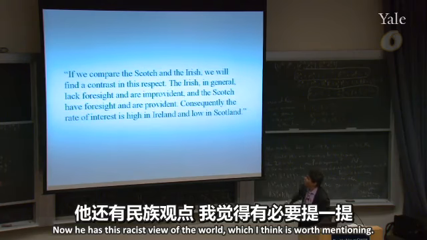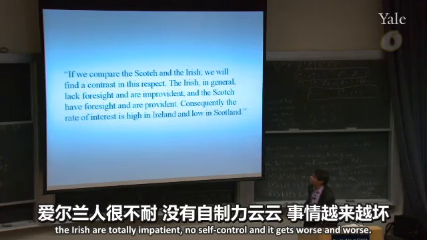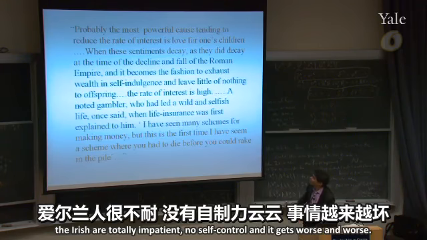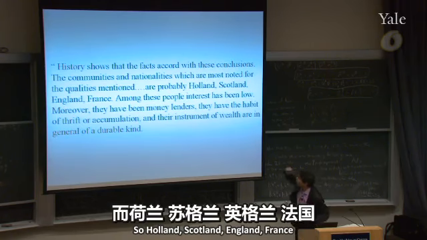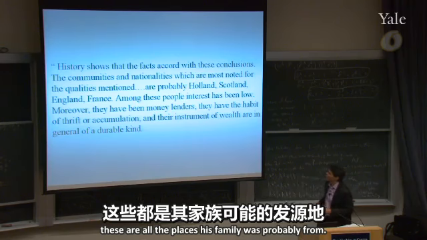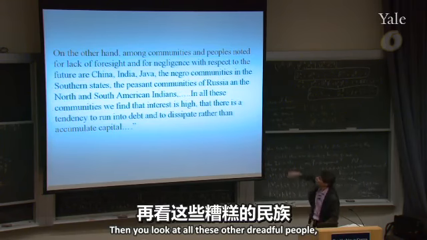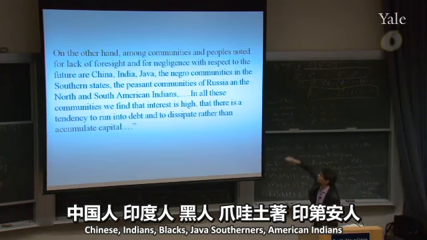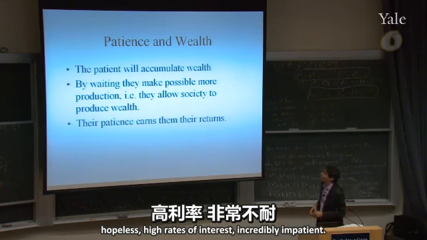And now he has this racist view of the world, which I think is worth mentioning. So he compares the Scotch and the Irish. The Scotch are patient, the Irish are totally impatient. And then no self-control, and it gets worse and worse. I can't show you all this. So Holland, Scotland, England, France, these are all the places his family was probably from. They're incredibly patient, they're wonderful, they've got low rates of interest, incredibly thrifty people. Then you look at all these other dreadful people, Chinese, Indians, blacks, Java Southerners, American Indians, and then Greeks and Italians he mentions later, hopeless, high rates of interest, incredibly impatient.